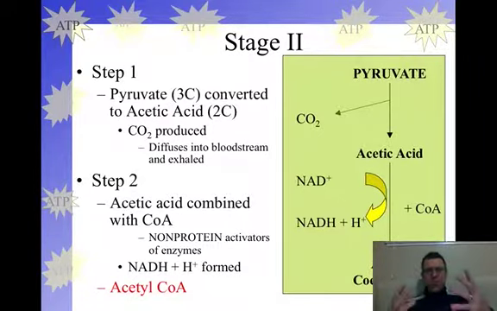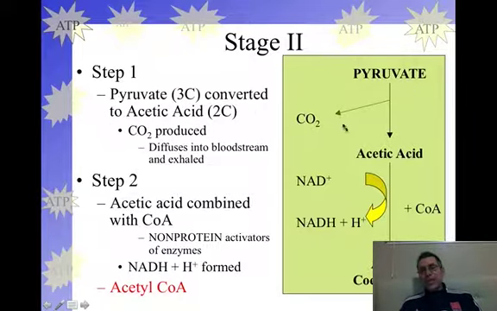All right, so stage 2. Here it is, quick and simple. Pyruvate, which is a 3-carbon structure, is converted to acetic acid. In the process, pyruvate loses a carbon and forms carbon dioxide. So now acetic acid is a 2-carbon structure. That carbon dioxide diffuses into our bloodstream and we exhale it. We just dispose of it. We don't need it.